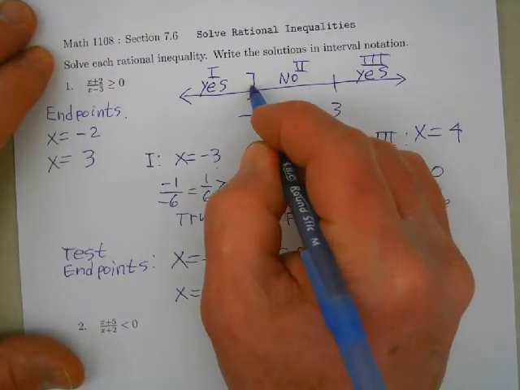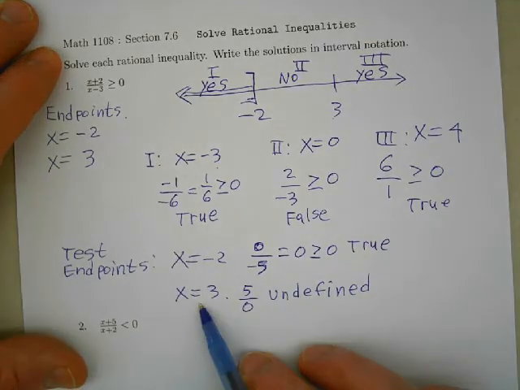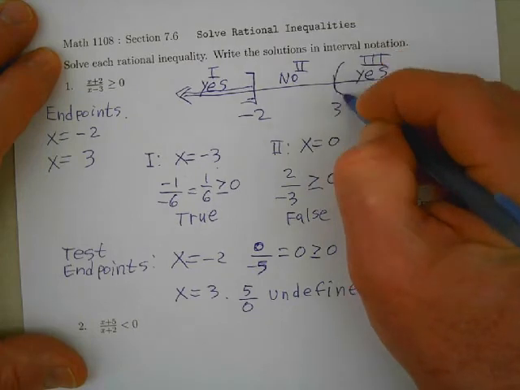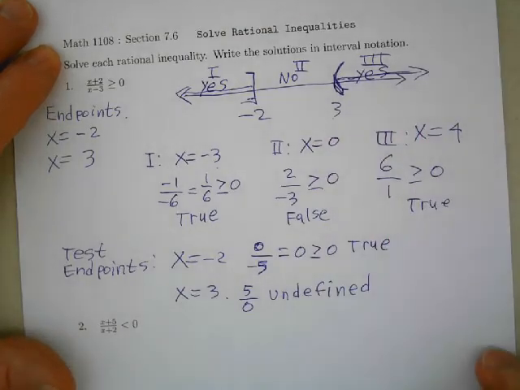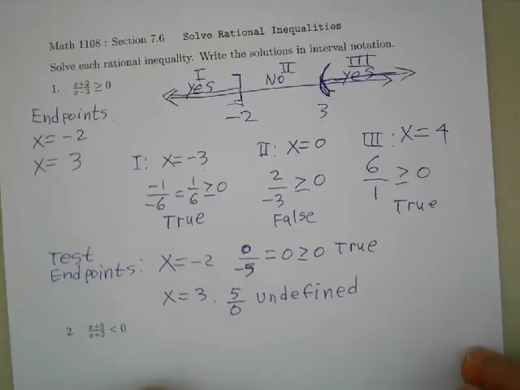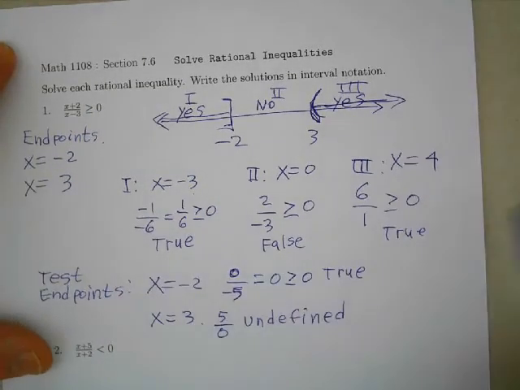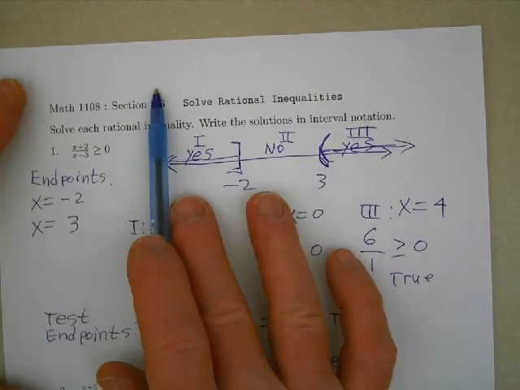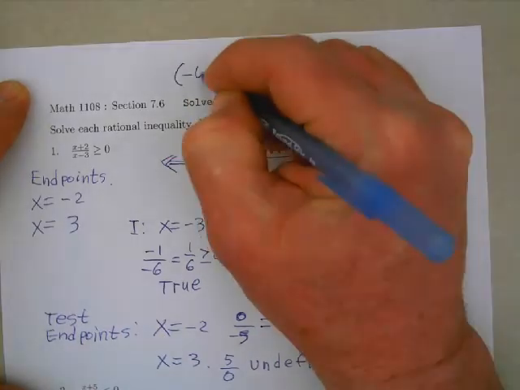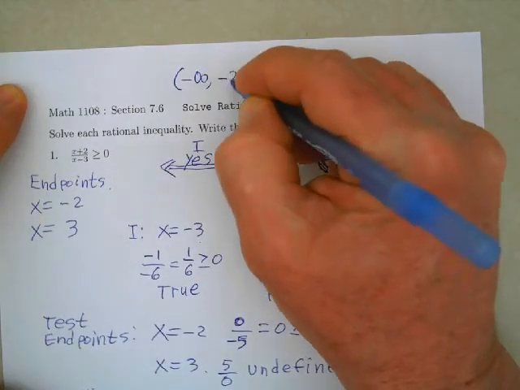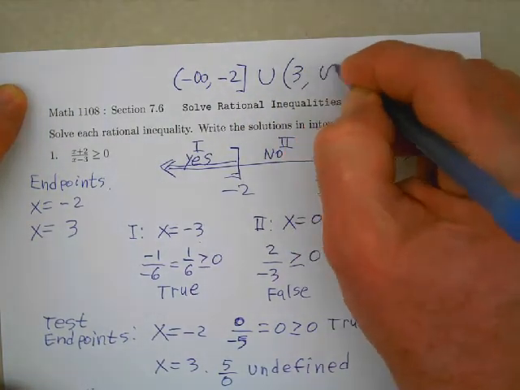So graphically, we would put a bracket there at -2. We're excluding 3, so graphically, we would put a parenthesis at the endpoint that we're excluding and then shade in the other part. The interval notation for this rational inequality, well, I ran out of room here, so I'll write it at the top. The interval notation for this is -∞, comma, -2 bracket, and then union parenthesis 3, comma, infinity.